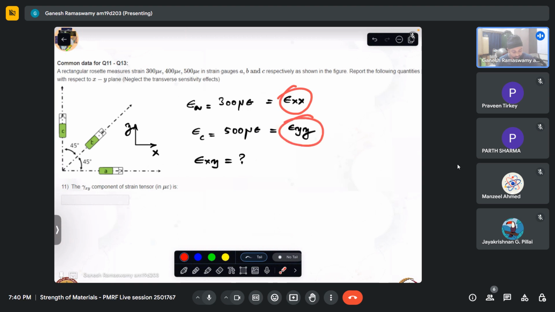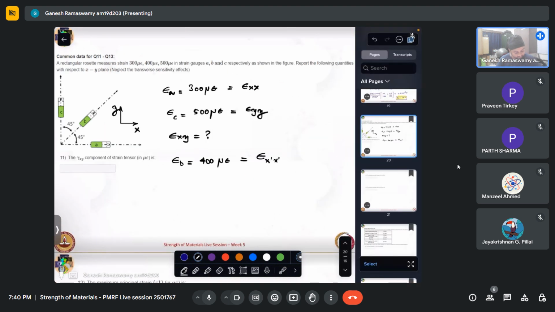Epsilon B is 400 microstrain, which is nothing but epsilon x prime, right? Where we rotate by 45 degrees. We know we have our strain transformation relations at our disposal. So we can do that rotation and see what will come out to be.